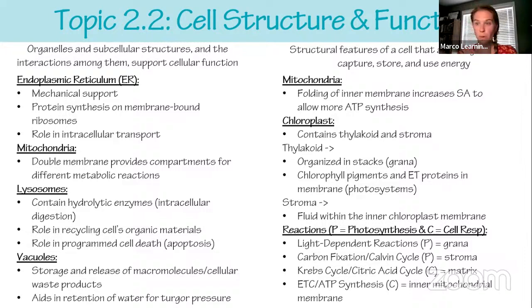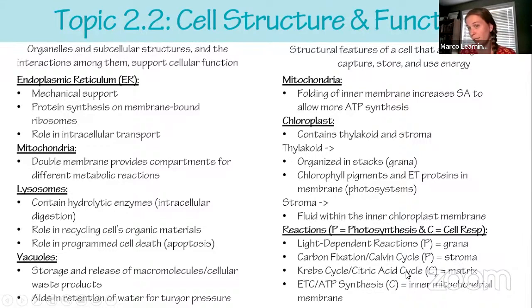The chloroplast, of course, has the thylakoid and the stroma. The thylakoid is the site where our light reactions take place, so it's important that we understand that it is also increasing our surface area. And then the stroma is where we're going to see the Calvin cycle taking place for photosynthesis. And then they literally break down all of them and make sure that you know all the parts of it. So light-dependent reactions in photosynthesis will be in the grana. The carbon fixation, or the Calvin cycle, also takes place in photosynthesis in the stroma.